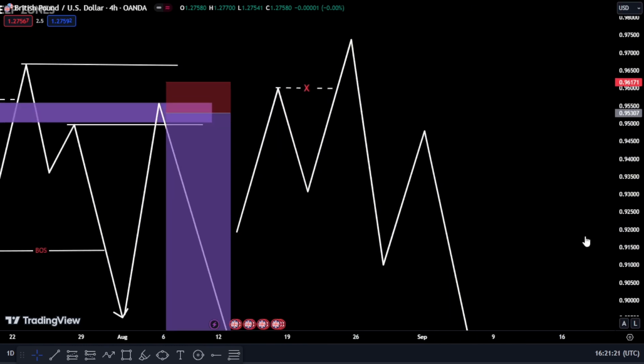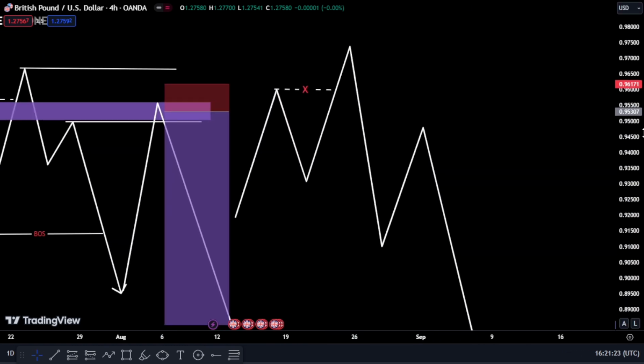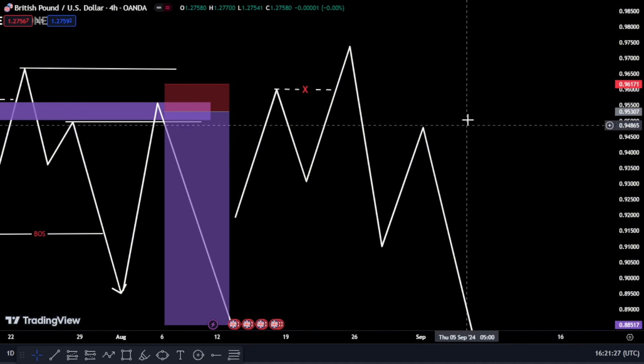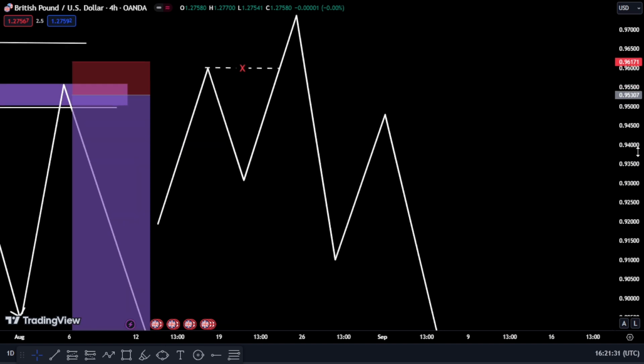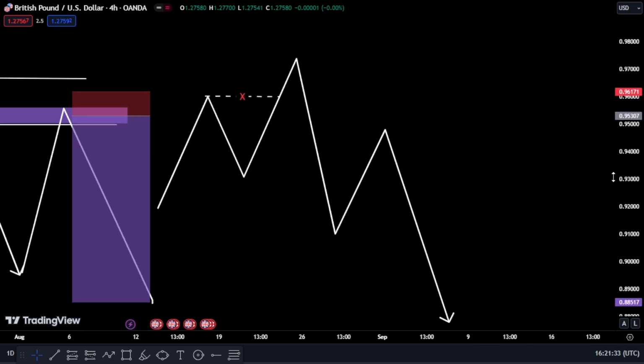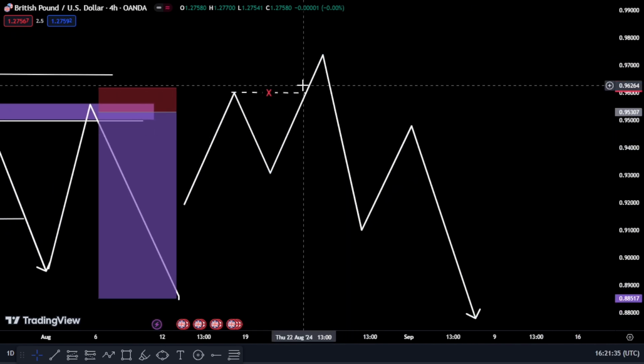Let's look at this setup now. This is the most probable setup of them all. So what happens here? In this particular setup, we have what? Two breaks of structure. So this makes it what? Highly probable. Okay. So we have our sweep of liquidity.